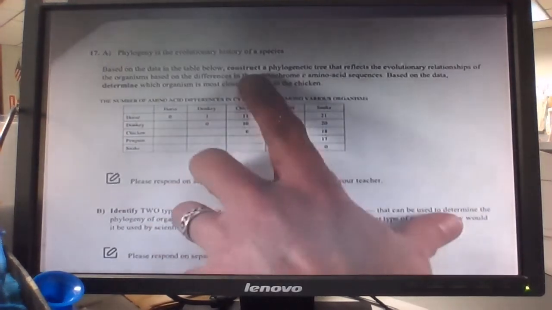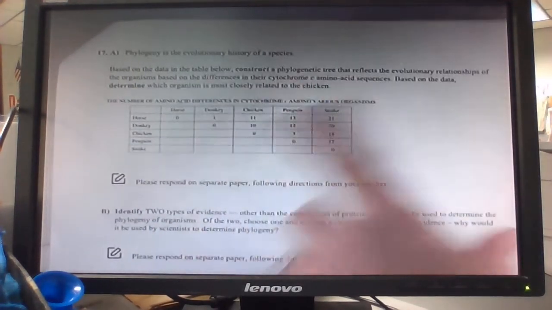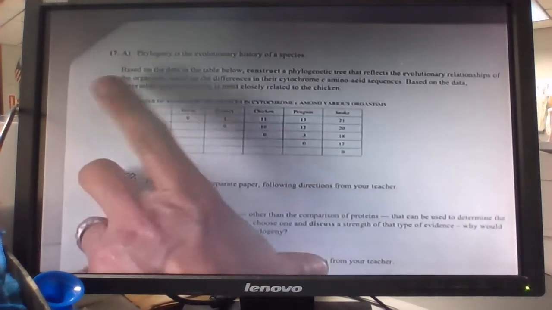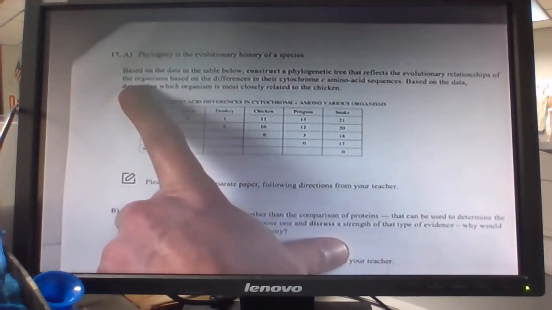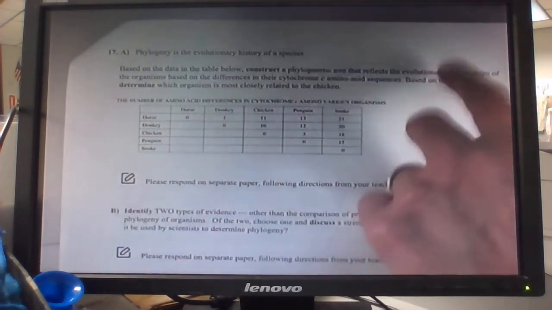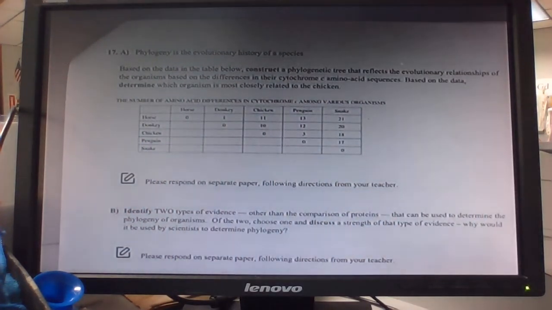So you could have gotten 1 point for a correct phylogenetic tree that matches the data. You could have gotten 1 point if you at least put the correct answer for determine, and then another point to do the determine part, what that word means, which is talk about how you got to that answer, and you have to do it correctly.